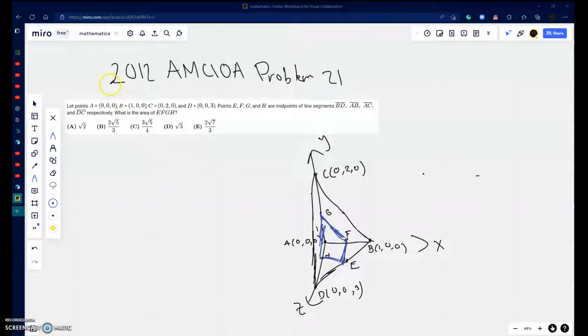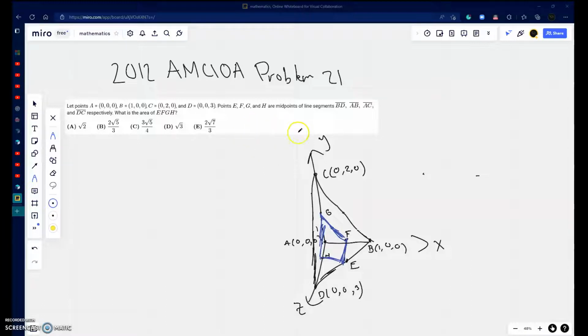Okay, so I'm going to be showing the solution to the 2012 AMC10A Problem 21, and this is a 3D geometry problem, and I already drew the diagram. So it says let A be (0, 0, 0), let B be (1, 0, 0), C be (0, 2, 0), and D be (0, 0, 3). And this is the x-axis, this is the z-axis, this is the y-axis.